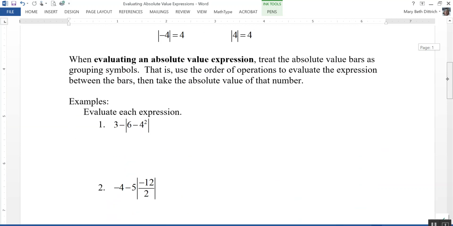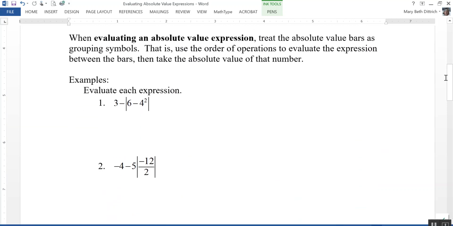When evaluating an absolute value expression, we want to treat the absolute value bars as grouping symbols. That is, we want to use the order of operations to evaluate the expression that's between the bars. So you come up with one number between the bars and then take the absolute value of that number. So let's do several examples here. We need to evaluate each expression.